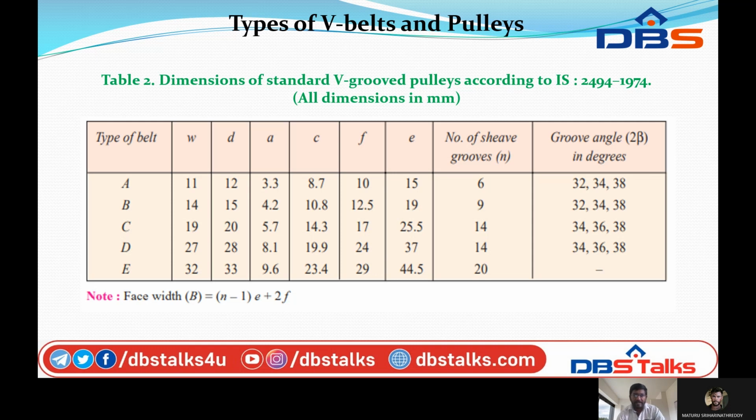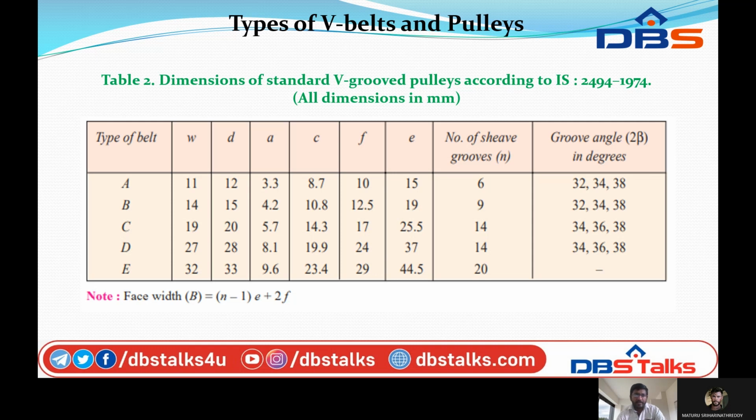Next type C, width 19, diameter 20, depth 20, cross-sectional area 5.7, center 14.3, load 17, E 25.5, number of grooves 14, groove angle 34, 36, 38. In type D, width 27, depth 28, cross-sectional area 8.1, center 19.9, focus 24, force 24, eccentric 37, number of grooves 14, groove angle 34, 36, 38.